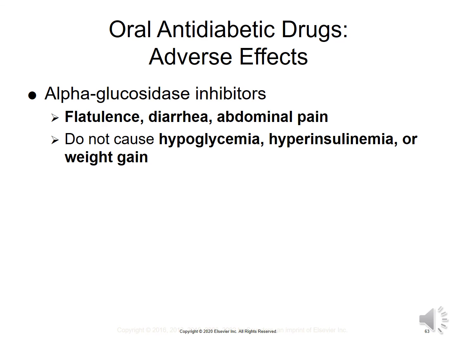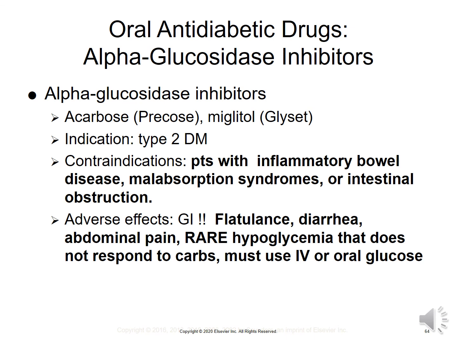Okay, the alpha glucosidase inhibitors. These are like Precose or Glyset. Okay, the thing to know for sure about them is you don't give them to patients with inflammatory bowel disease or any kind of malabsorption syndrome or intestinal obstruction. So the adverse effects are GI. Okay, flatulence, diarrhea, abdominal pain. Very rarely you can have hypoglycemia.